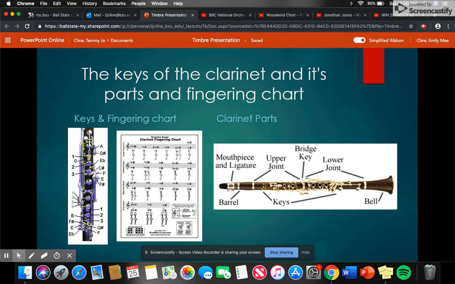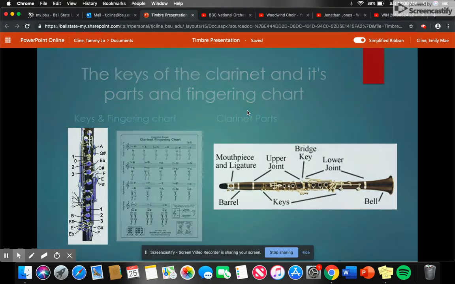This is a picture of the clarinet fingering chart. I also have the fingers that you would use to hold it if you were playing it, and then the parts of the clarinet: the barrel, the mouthpiece, the ligature, bridge key, lower joint, the bell, upper joint. These are all parts of the clarinet, and it's 1, 2, 3, 4, 5 pieces. So it's pretty simple to put together.